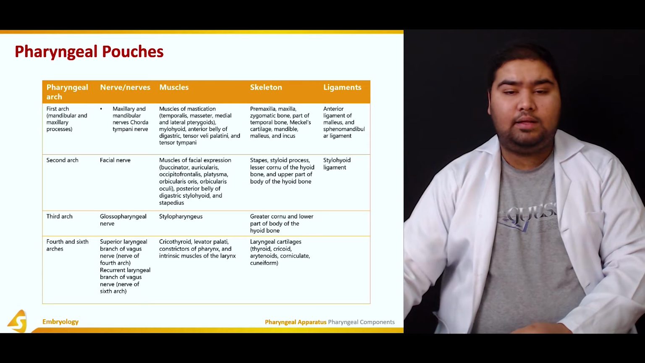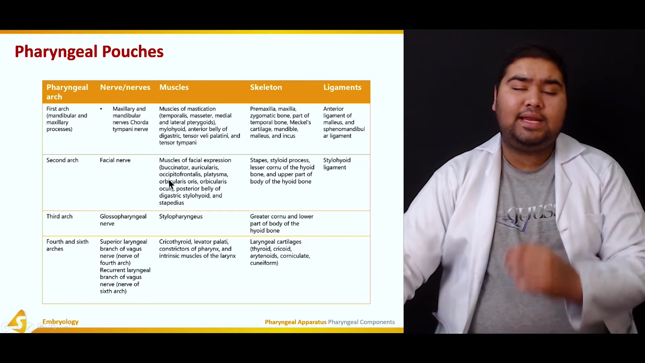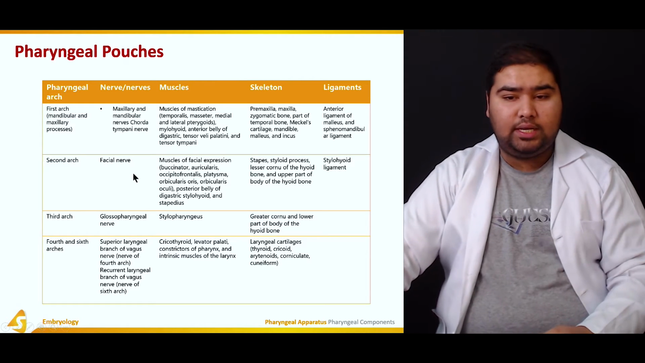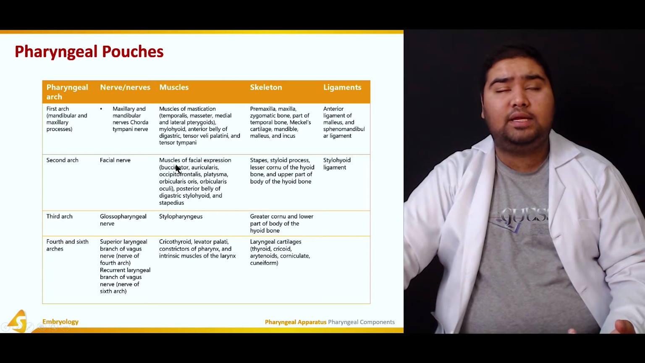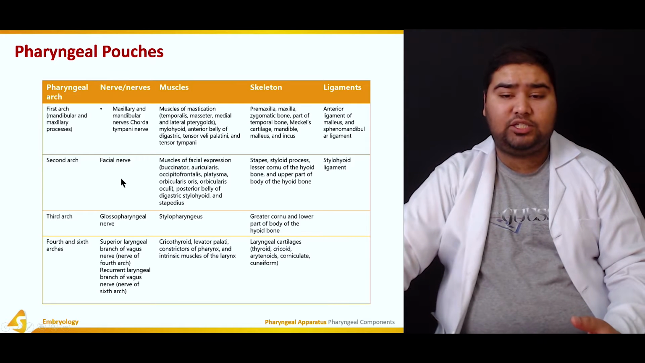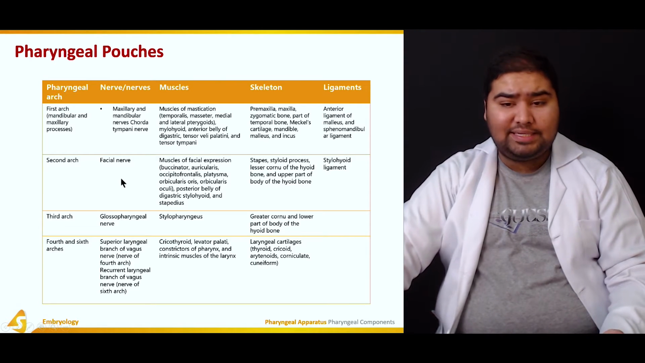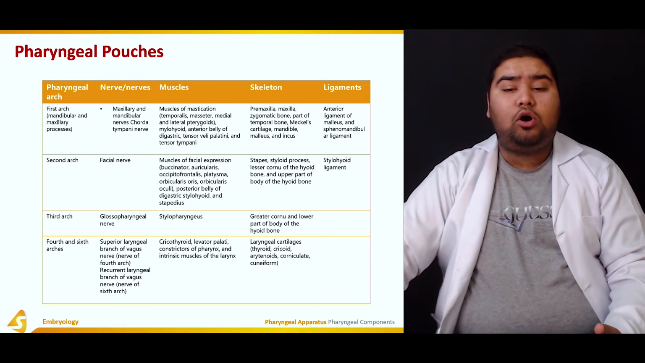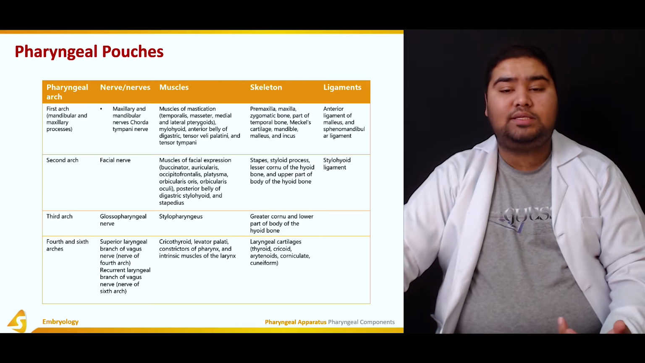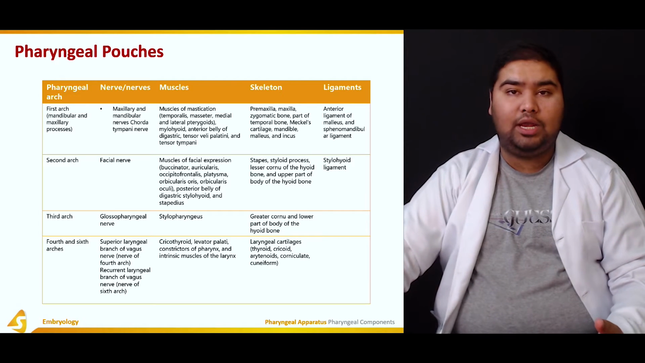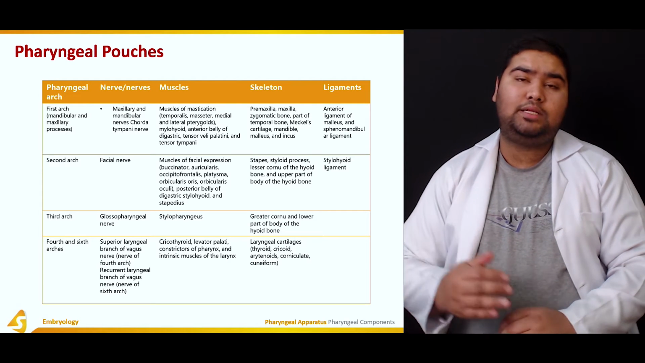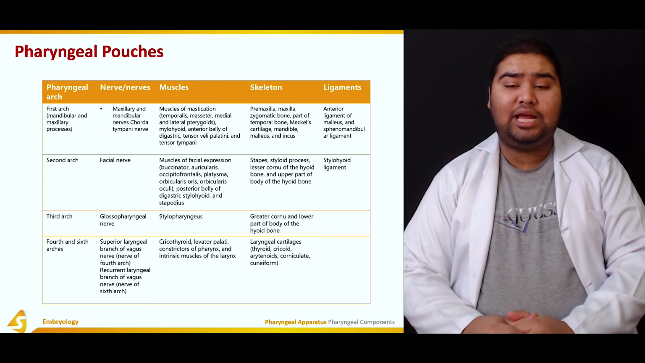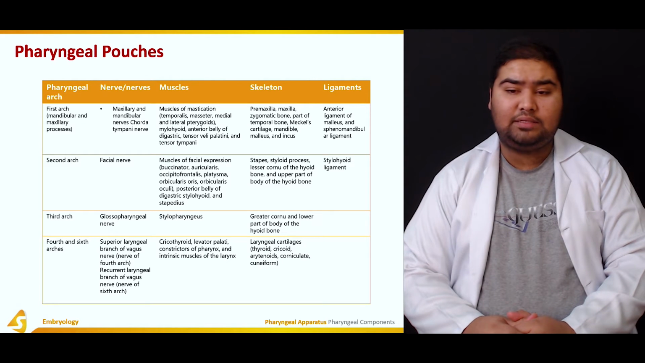Now, the second arch is supplied by the facial nerve. It gives off the muscles of facial expression, which include buccinator, auricularis, occipitofrontalis, platysma, orbicularis oris, and orbicularis oculi. Now, it also supplies the posterior digastric and stylohyoid and stapedius muscles.